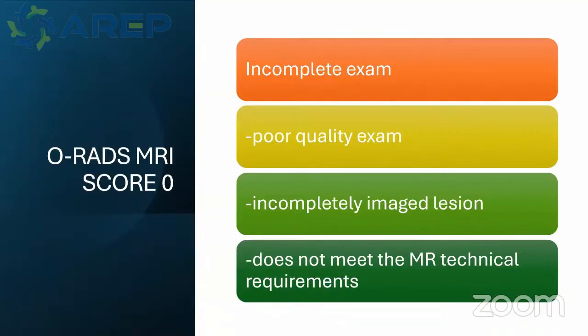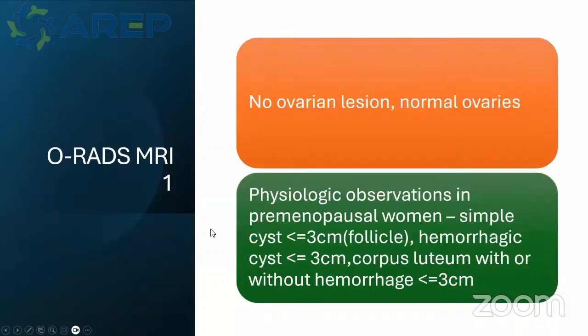So coming to the risk categories, an MRI score of 0, similar to ultrasound, is an incomplete exam or a poor quality exam, incompletely imaged lesion, and does not meet the MRI technical requirements. MRI 1, under this category, is either no ovarian lesion or normal ovaries, or physiologic observations in premenopausal women, which include simple cyst, corpus luteum, and hemorrhagic cysts, which are all less than or equal to 3 centimeters.